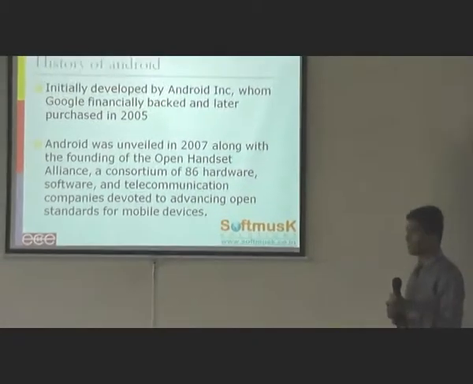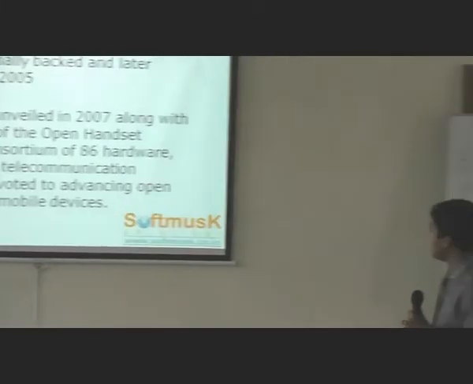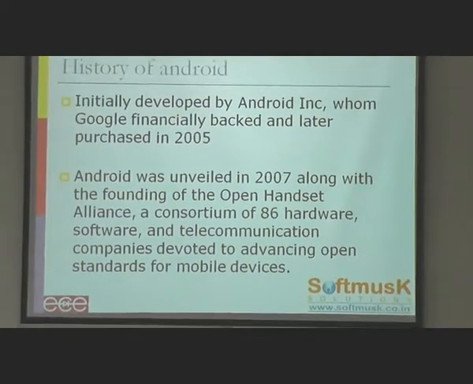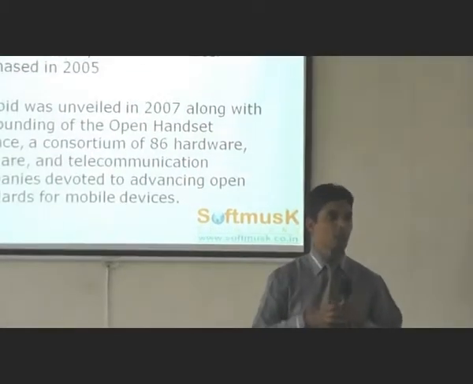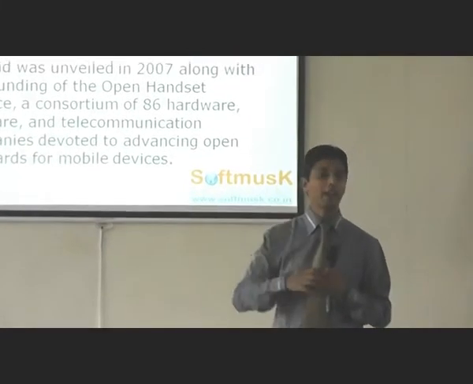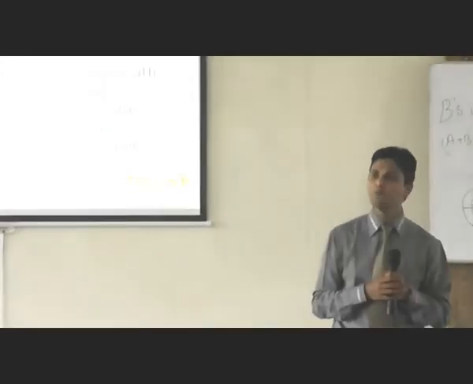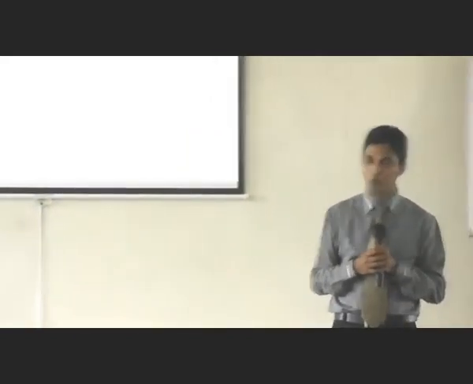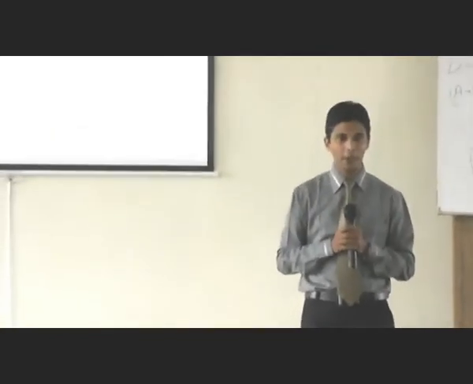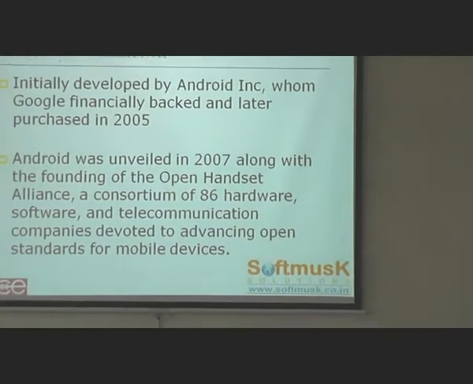Now let's come to the history of Android. Initially developed by Android Inc., whom Google financially backed and later purchased in 2005. So Android was not originally developed by Google. There was a group of students from a university. They had some innovative idea. So they started a company called Android. But as students, they are always short of money. So Google was funding their research. They developed a software called Android in their company called Android. And later, in 2005, Google purchased that company. And then Android became the property of Google.